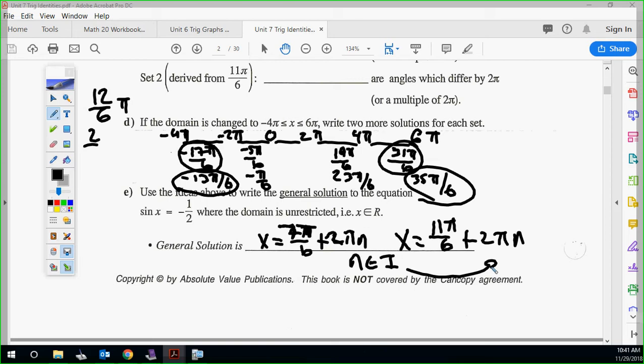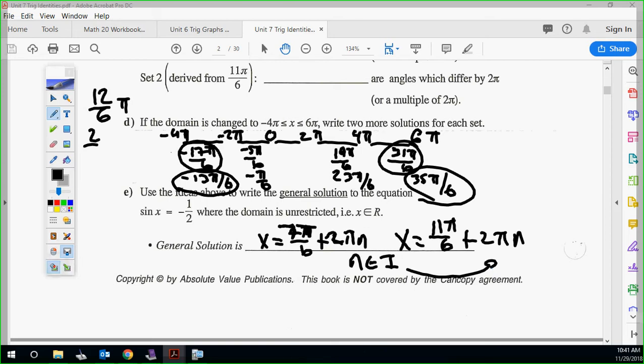So will you always have 2? Pretty much, unless your restrictions make you only have 1. Like if it told me I had it between 0 and pi and it was cosine. But then you wouldn't have a general. Right, if you have restrictions, you won't have general. So yeah, in terms of general, you should have 2.